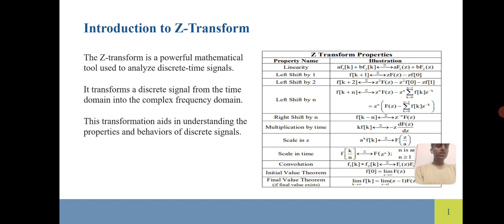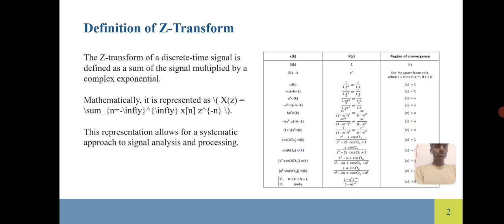So these are the properties. The property names are linearity, left shift by 1, left shift by 2, left shift by n, right shift by n, multiplication by time, scaling in z, scaling in time, convolution, initial value theorem, and final value theorem. These are the important property names and their formulas have to be given.